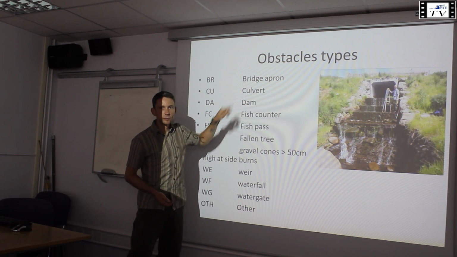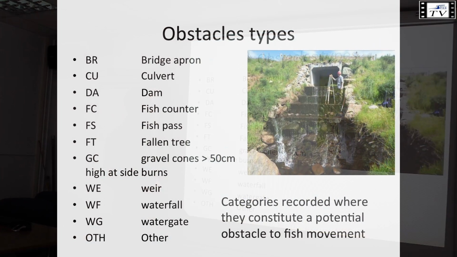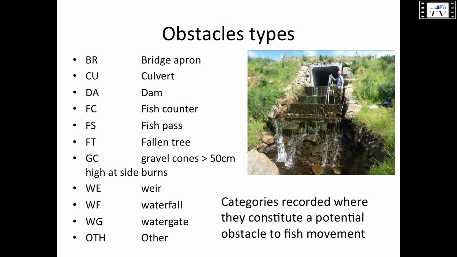Culverts come in many different shapes and sizes, as do things like bridge aprons and weirs, in particular a huge variety of different weirs. So I'm just going to go through some of the issues associated with our assessment of the structures themselves.